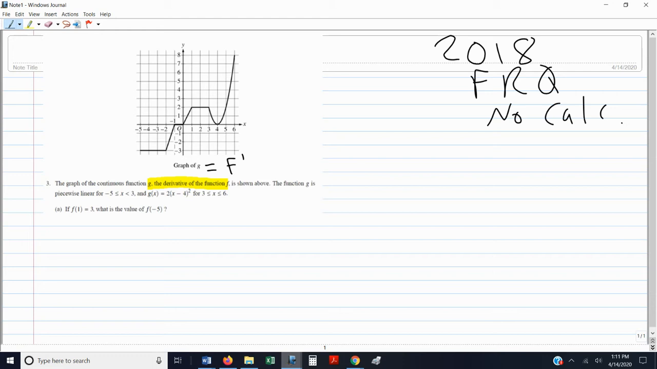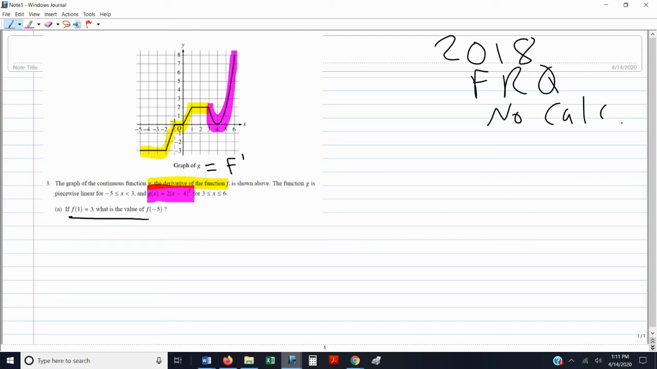The function g is piecewise linear from -5 to 3, and then g of x is equal to 2 times (x minus 4) squared for 3 to 6. So piecewise linear means that this is a piecewise function, and it's made up of line segments, right? Linear. And then once you get to x equals 3, from 3 to 6, the function is parabolic, and it gives you the formula for that parabola. All right, so the first question, part A, says f of 1 is equal to 3.